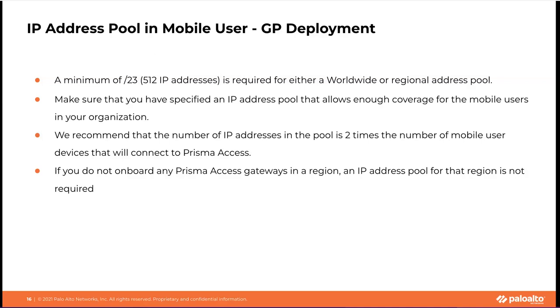If you specify a mix of worldwide or regional pools, Prisma Access uses the IP pools in the region first, and if the regional pools are exhausted, Prisma Access will take IP address blocks from the worldwide pool, which allows you to configure extra IP addresses in the worldwide pool to function as a fallback.